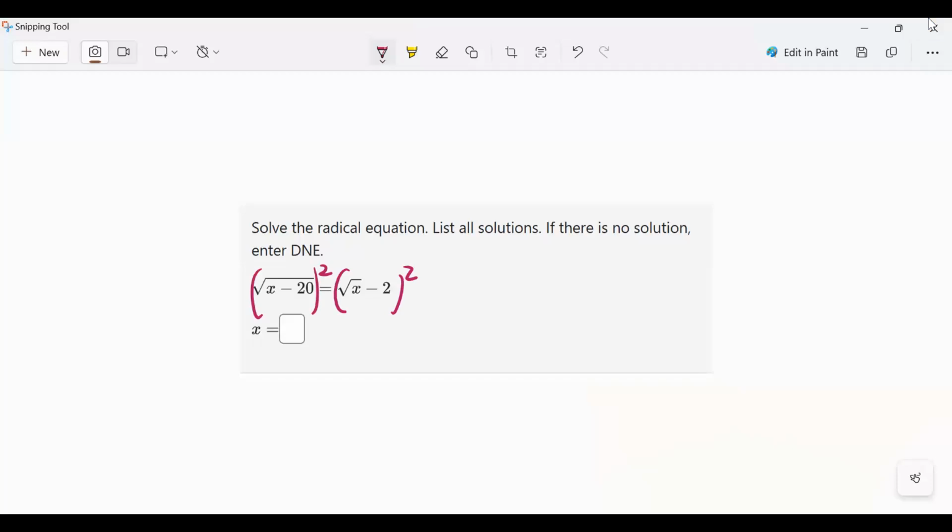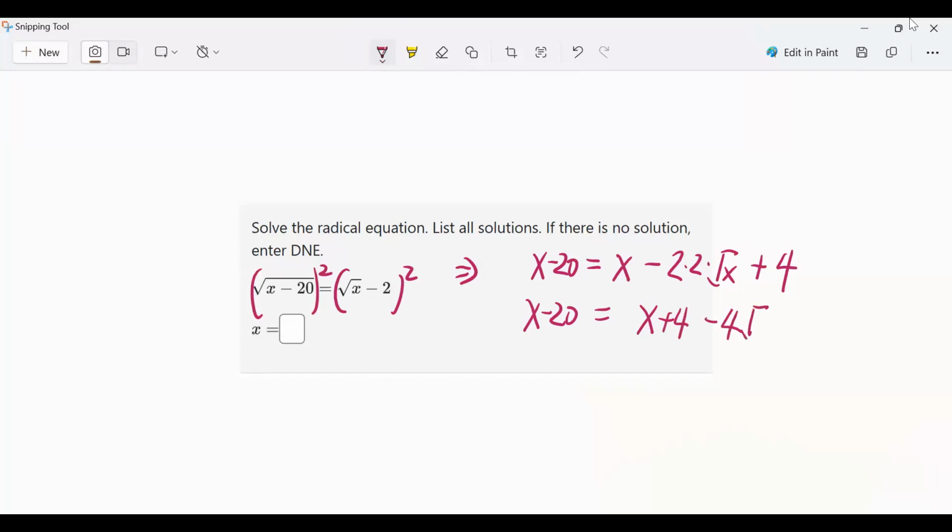And then on the left-hand side, we get rid of the square root, no more square root, which is a good thing. But on the right-hand side, once we expand it, it will be square root x squared, that will be x, minus 2 times 2 square root x, and then 2 squared, adding 4. Okay. Now, we have x minus 20, then x plus 4 minus 4 radical x.